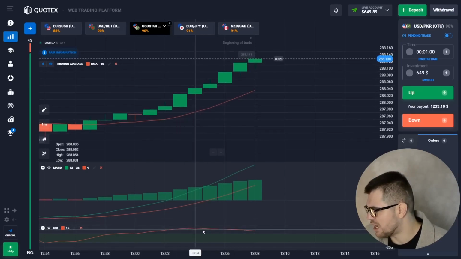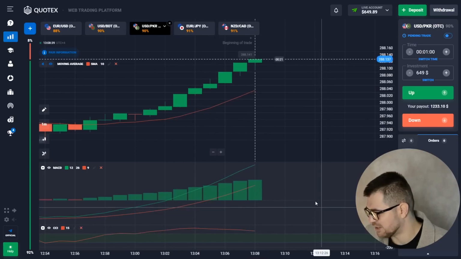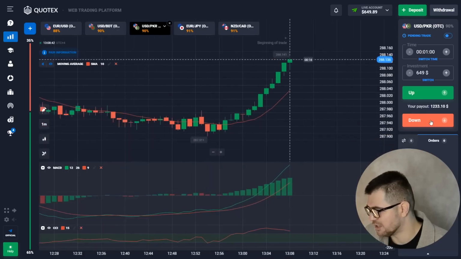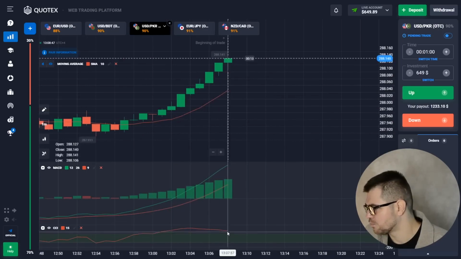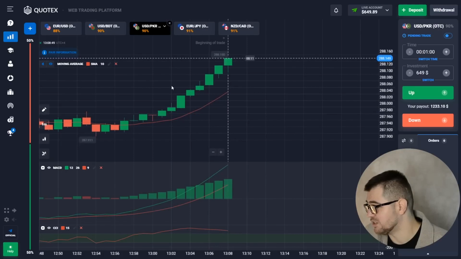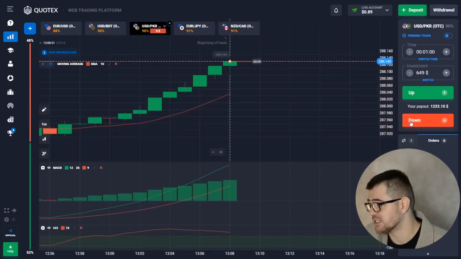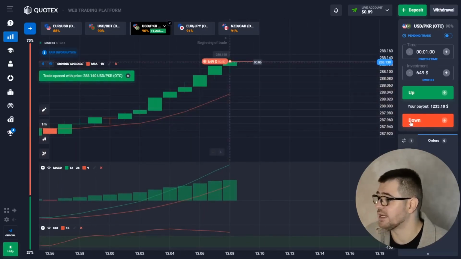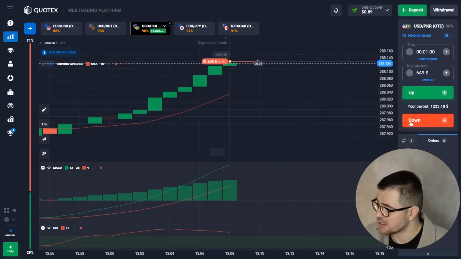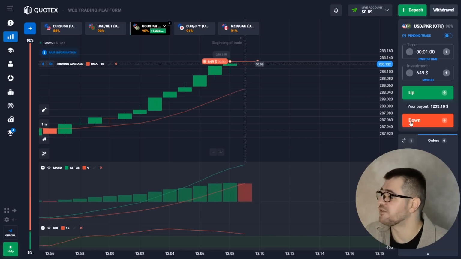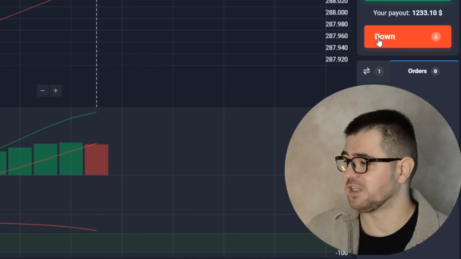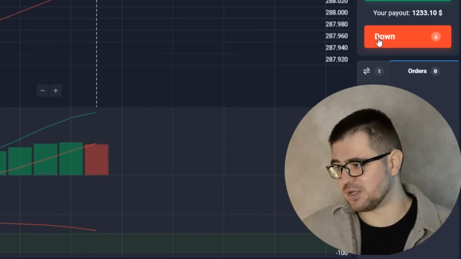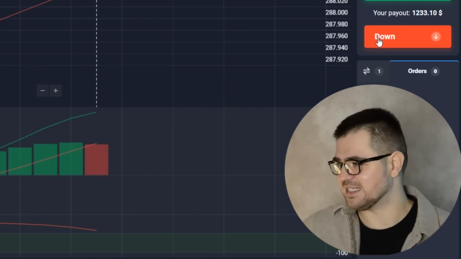So CCI has started going down here. It started going down. So that means that the trend is actually losing its strength. So we're gonna go and enter into a put option. So basically, similar situation to what happened before. We have MACD, we have the trend giving us the idea that the price is going up, basically.